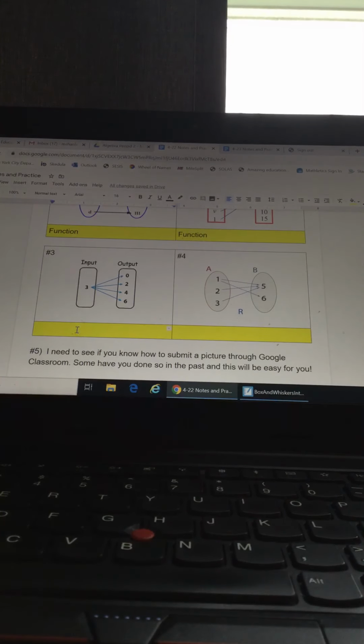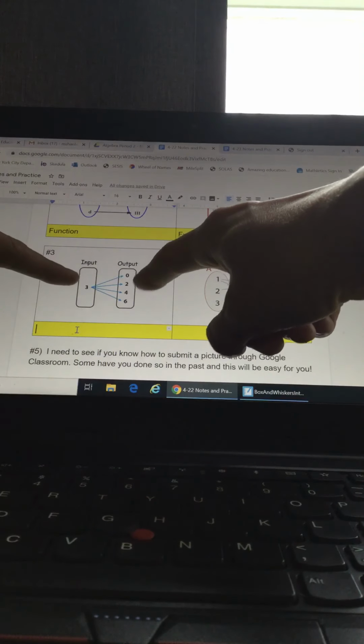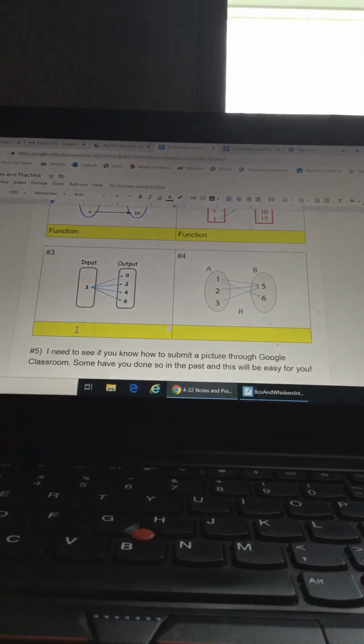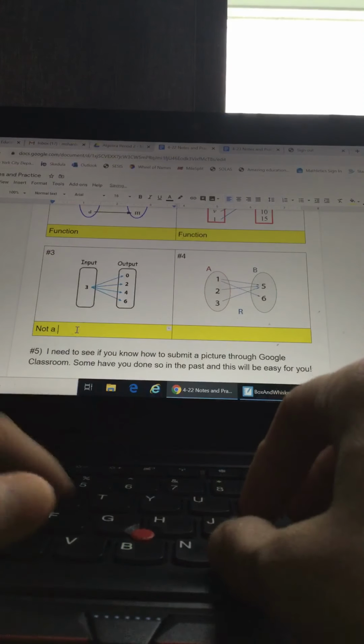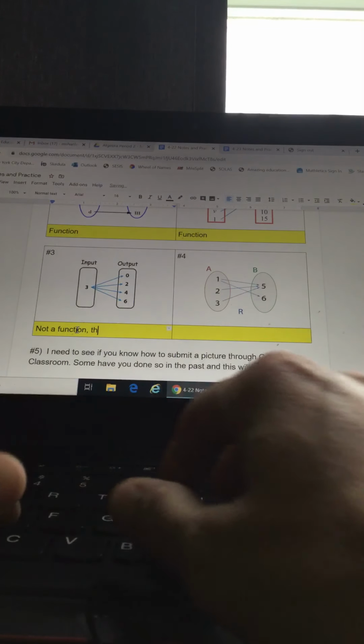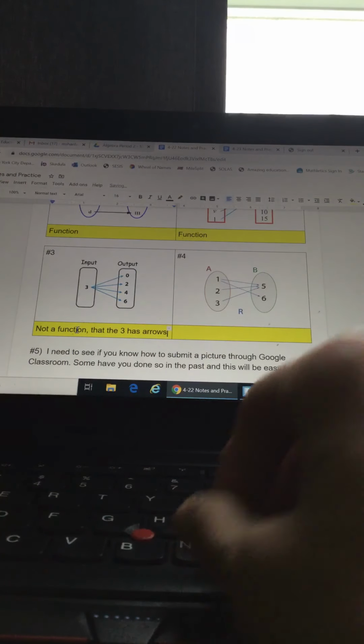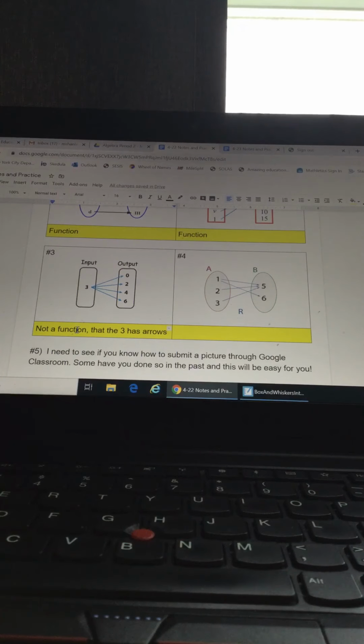Number 3, however, is a little bit different. So looking at the input, it's just the number 3. And the number 3 has 1, 2, 3, 4 arrows coming out of it. One's going to the 0, one's going to the 2, one's going to the 4, and one's going to the 6. So for this one, we would say not a function. And our directions tell us to say why. So in this case, I would say that the 3 has 4 arrows. And that would be a reasonable explanation as to why this is not a function.